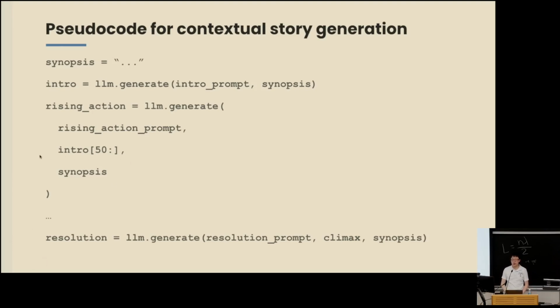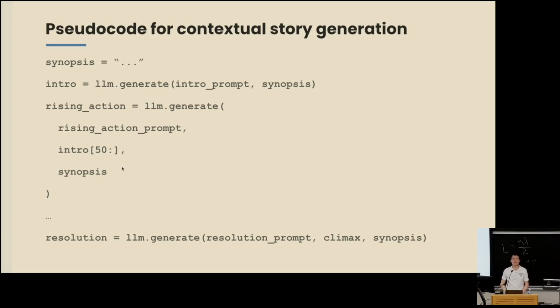Or better yet, maybe you could do another LLM summary of the introduction in under 100 words, or just the important actions of this particular actor, right? In here, you put it in as context, and then ask it to generate the rising action with the context provided.